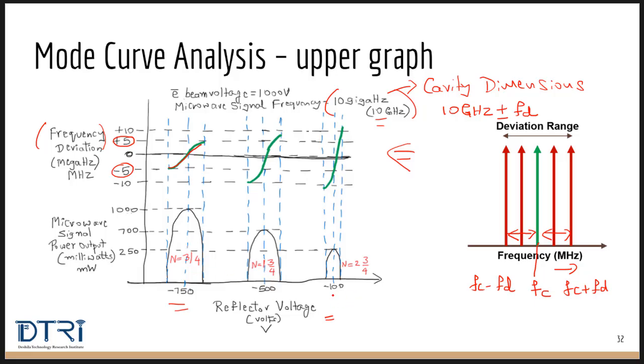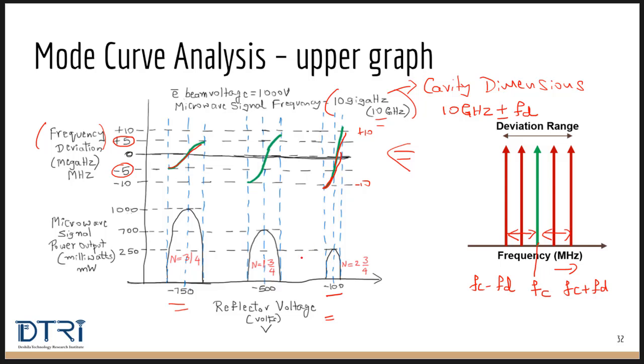Similarly, if the reflector voltage is reduced, if you reduce from minus 750 to minus 100, you can see that the deviation increases. So now the deviation is from minus 10 to plus 10 megahertz. This also depends on the mode. The frequency deviation may be acceptable or not depending on the application. Some applications need the oscillator to have different frequencies and wider deviation, and that helps so that we can tune the system to required frequencies.